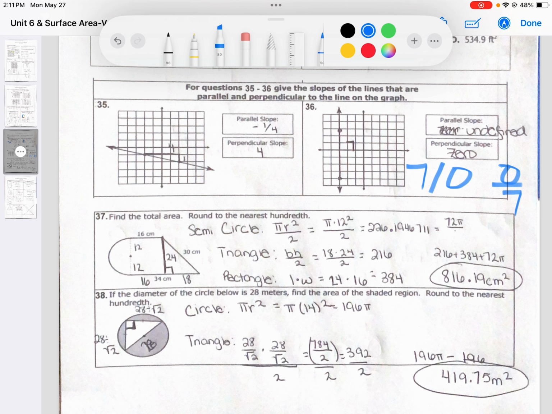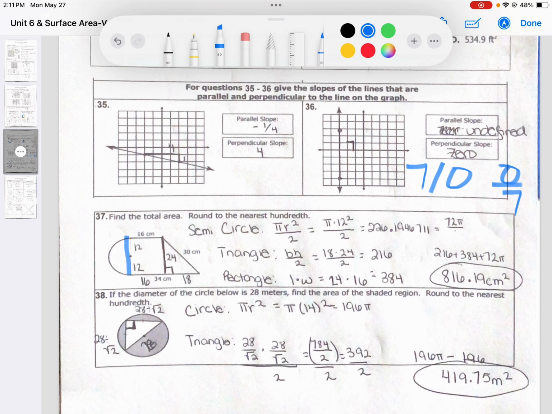So for 37, find the total area. So what I did here is I broke it up until you have a semicircle right here. The semicircle area is pi r squared divided by 2. A triangle is base times height divided by 2. And a rectangle is length times width.